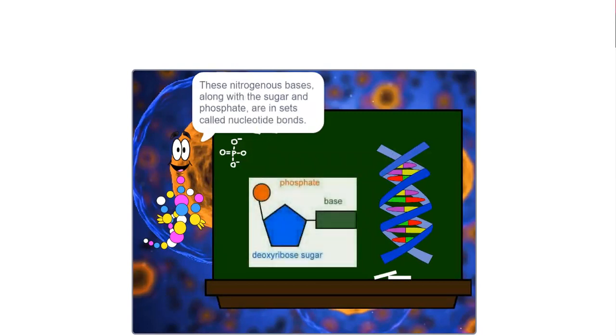These nitrogenous bases, along with the sugar and phosphate, are in sets called nucleotide bonds. These bonds serve as information that facilitates the creation of proteins through specific codes.